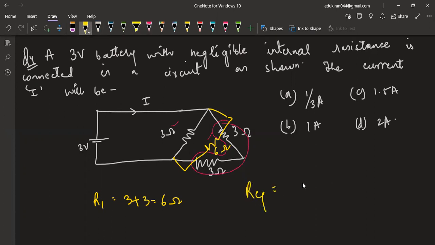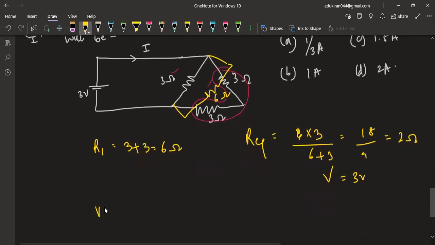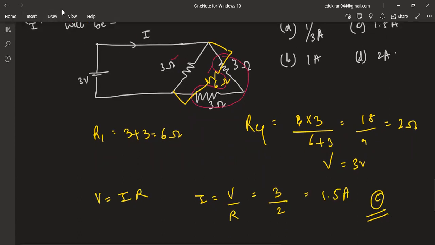So finally R equivalent will be what? 6 into 3 by 6 plus 3. So 18 by 9, that is 2 ohms. Current is unknown, voltage is given as 3 volt. So use V is equal to IR. When you use V is equal to IR, I will be V by R, that is 3 by 2, which is 1.5 amperes. So correct option is C. This is a question from your AIEEE PYQ.